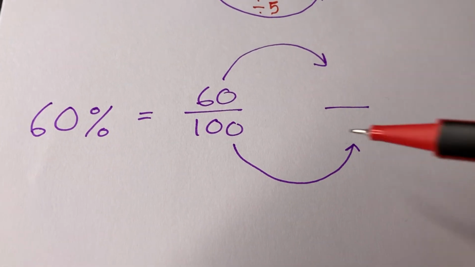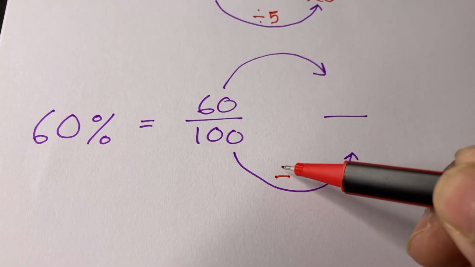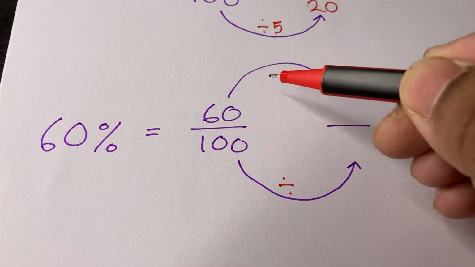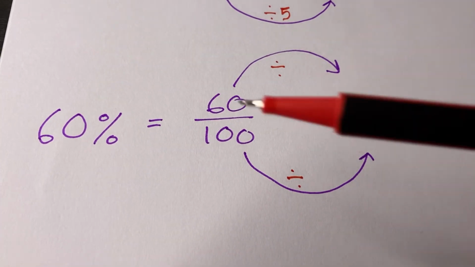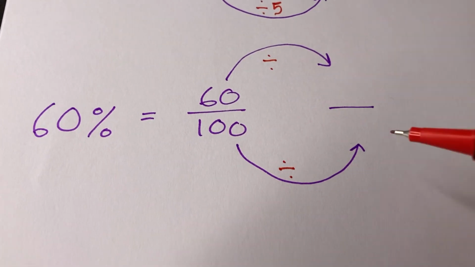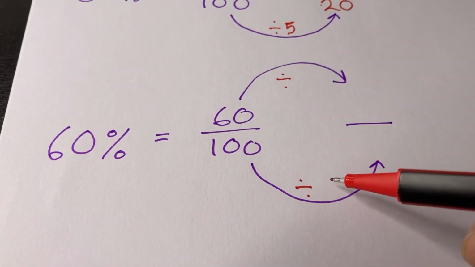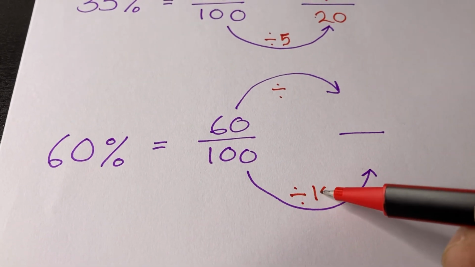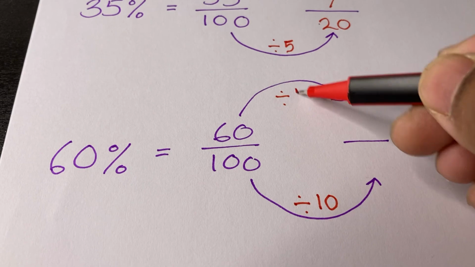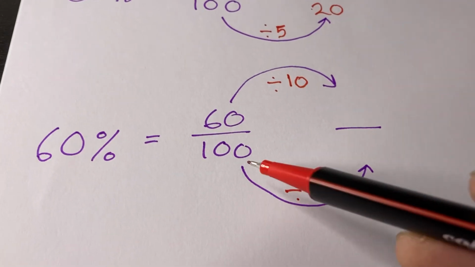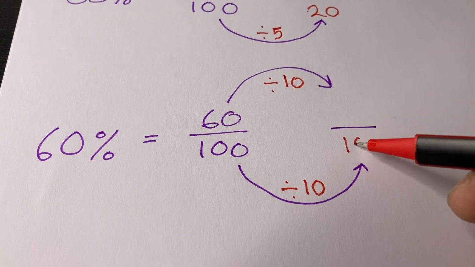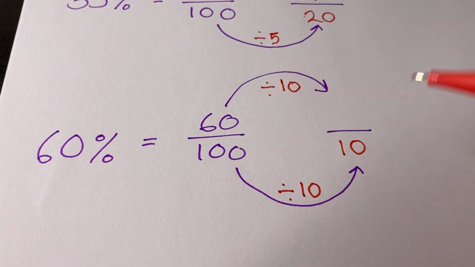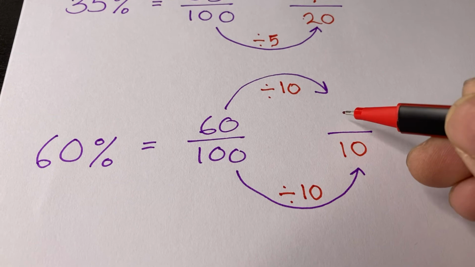What can I divide 60 and 100 by? What's the highest common factor? Look at the numbers. Look at what they end in. They are both multiples of 10. So I can divide both of them by 10. Okay, so let's divide both of them by 10. 100 divided by 10 is 10. And 60 divided by 10 is 6.